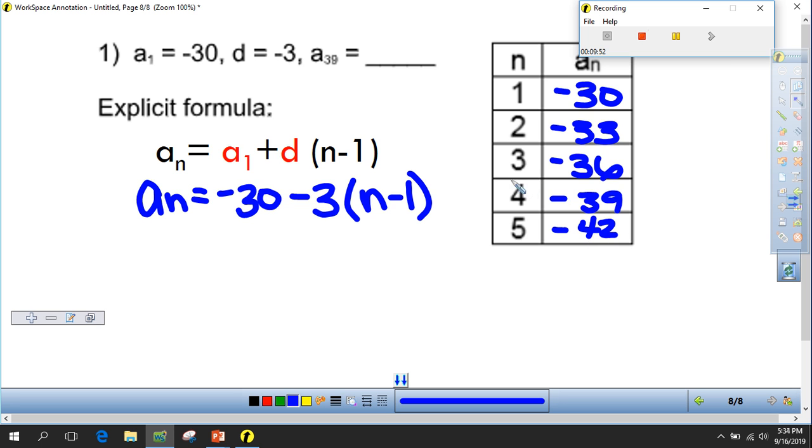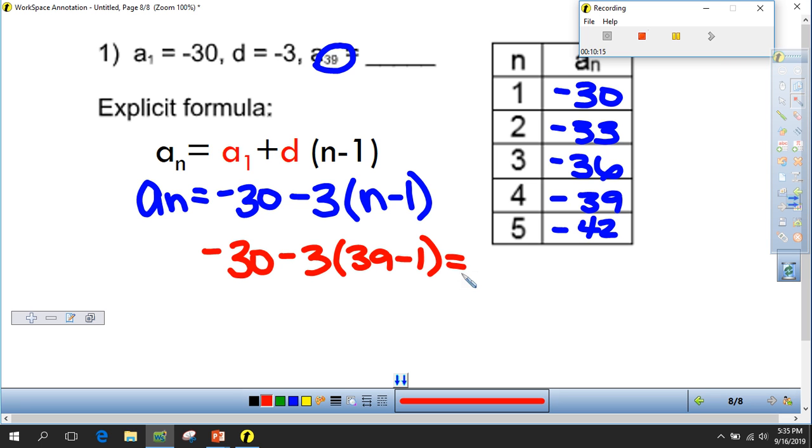Now, nobody wants to do this 39 times. 6, 7, 8, 9, 10, 11, 12, and keep going. So we use this formula. You have one of two options. You can plug in a 39 for n and say negative 30 minus 3 times 39 minus 1. Plug that into your calculator and you get negative 144.